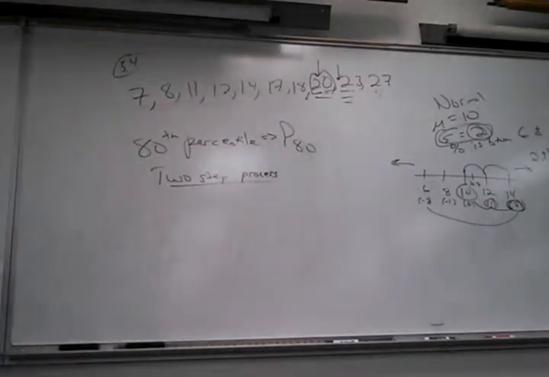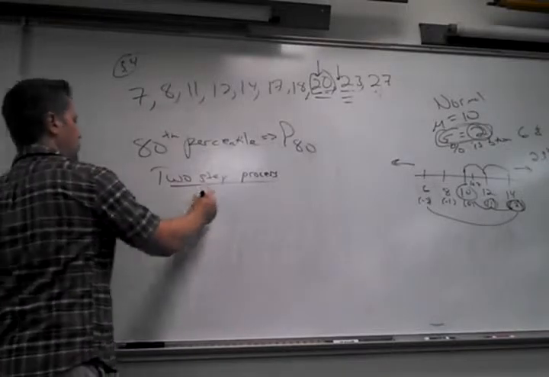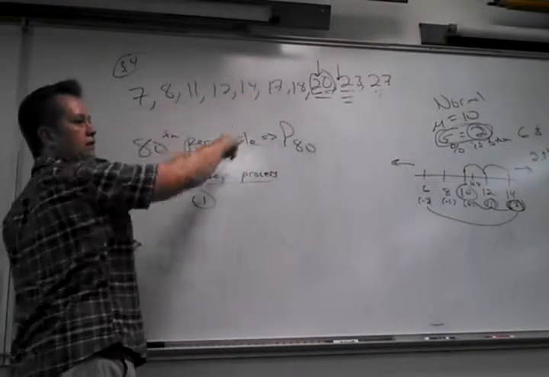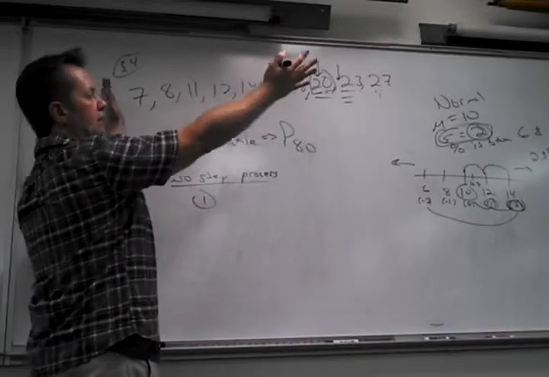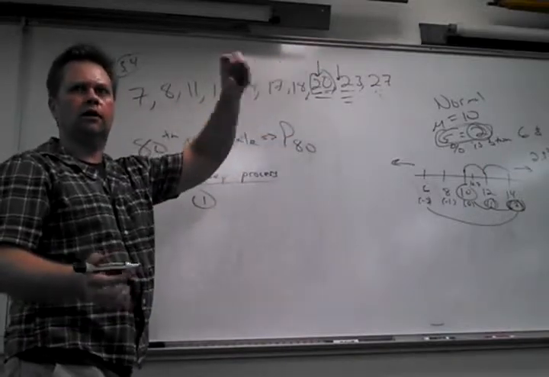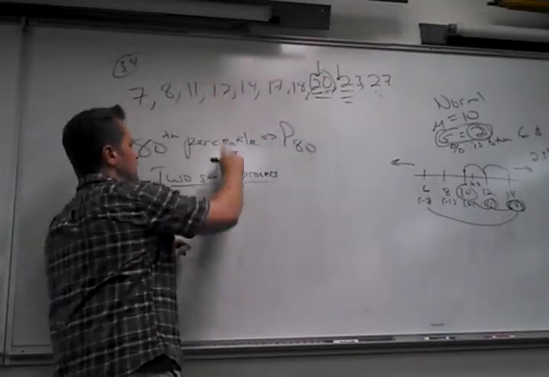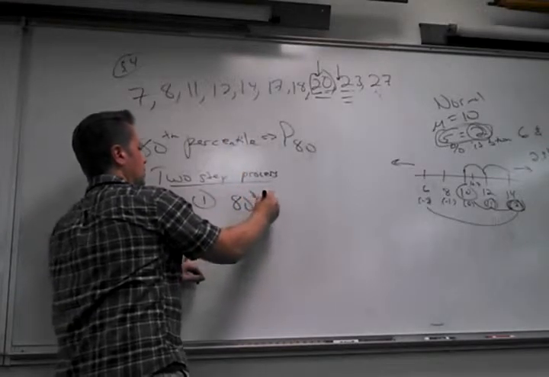A 2-step process to find any percentile. Number 1, you take the percentage of how many data points you have. I made this a nice list of 10 so we can talk about it. So in this case, I would take 80% of 10.